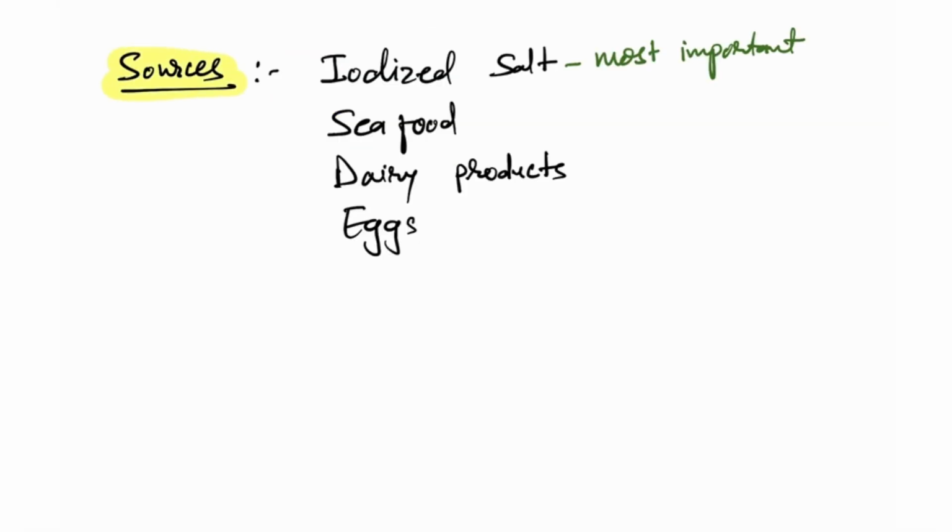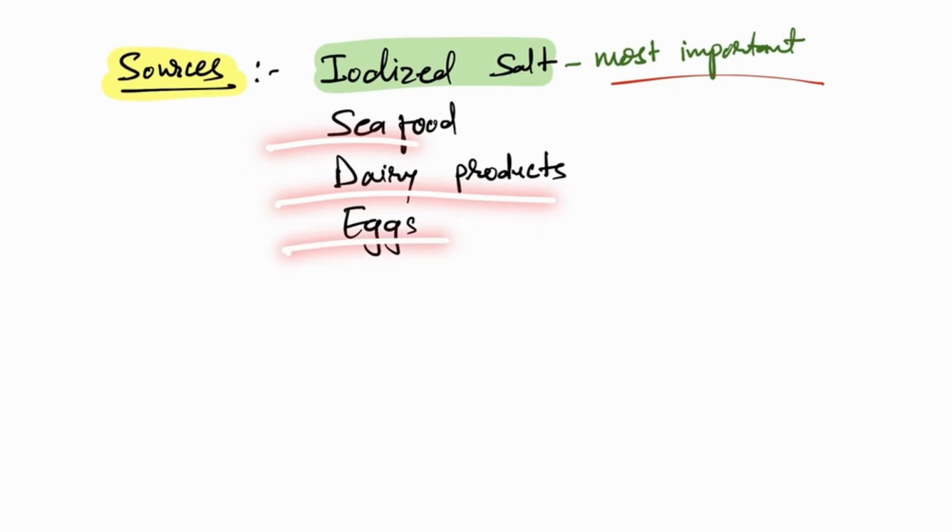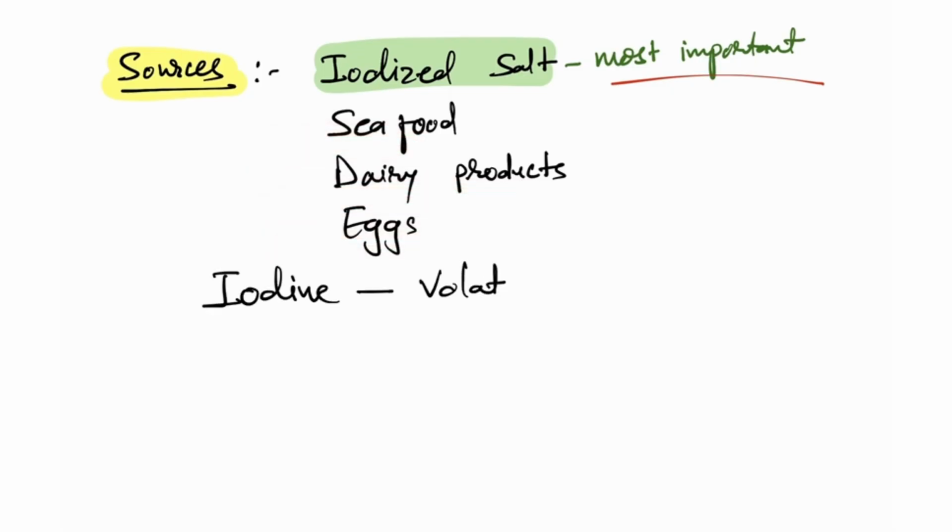Sources of iodine include iodized salt, most important, then seafood, dairy products, eggs. Iodine is volatile, so iodine is lost when salt is kept open, exposed to air, or added early during cooking. So, iodized salt should be added after cooking.